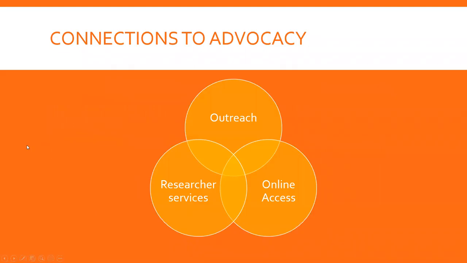So we'll start by talking about the overlap between a few of the topics that we have been discussing in this course. So outreach, researcher services, and now online access. And they do have some commonalities. So for instance, with all three, the use of materials should be documented. And the impact that these processes that archives engage in should be documented as well. And we'll talk more about measuring impact later on.